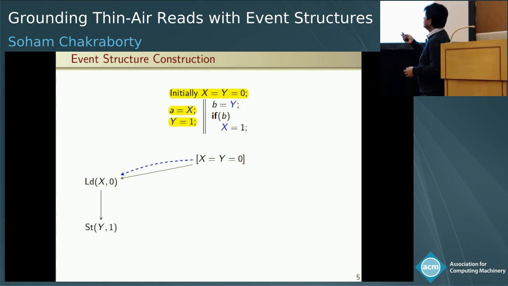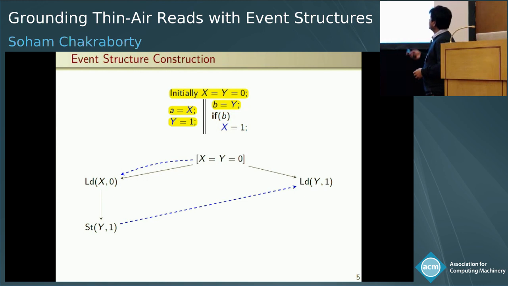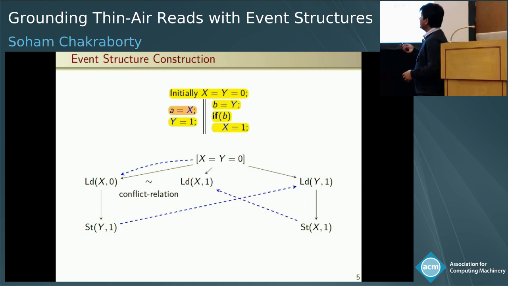So we create store y1 from the y equal to 1 access. And then in the second thread, we create load y1 accordingly. And then as b is non-zero, we create store x1. So now at this point, we see that the a equal to x access can see an alternative value of x equal to 1. So in this case, we create, in conflict with load x0, another event, the load x1 event.